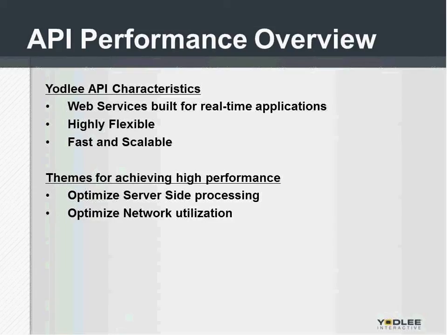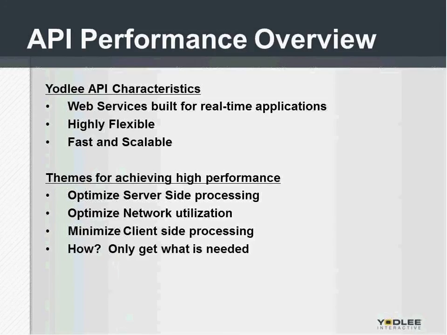The second part of this is how do you optimize the network. So the network in between your client and our services. How do you optimize the network? Well, you do that by returning as little data as possible. The smaller the package that we send back, the faster it's going to be. And finally, by optimizing the server-side processing and optimizing how you use the network, this will help minimize your client-side processing time. So the theme here is how do we do this? The real theme is only get the data you need.